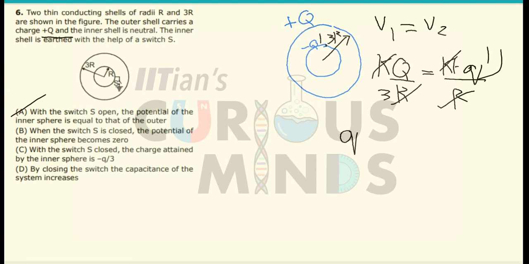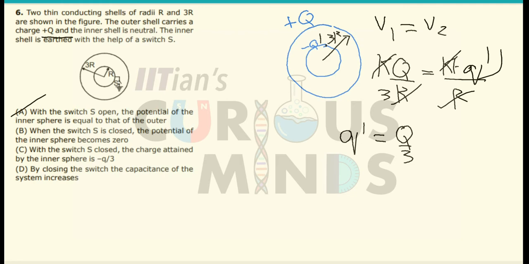So the charge induced on the inner shell will be equal to Q divided by 3. The charge induced on the inner shell will be equal to Q divided by 3, so option number A is correct. Now let us see option number B.